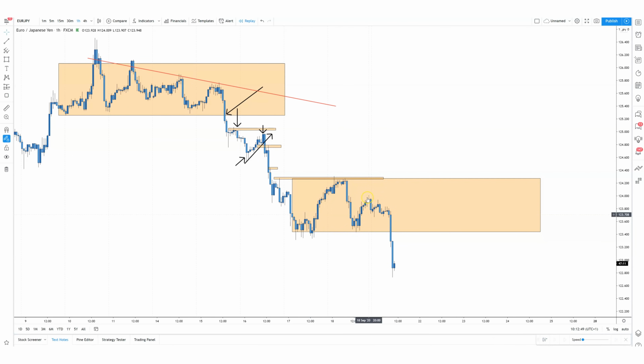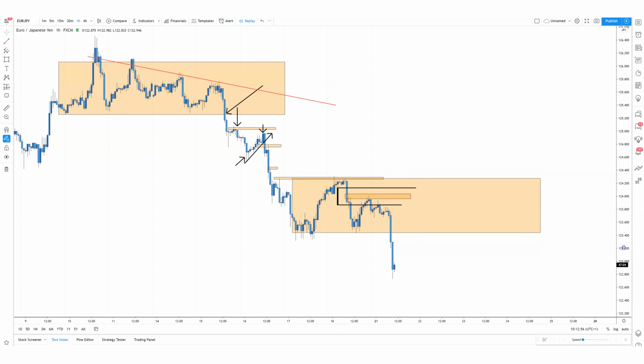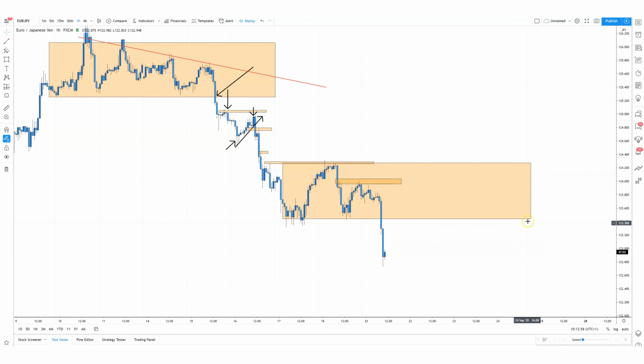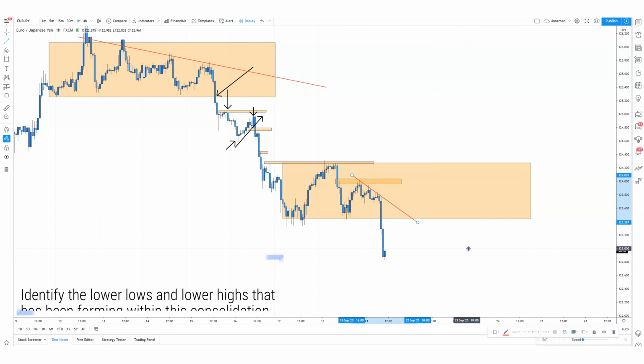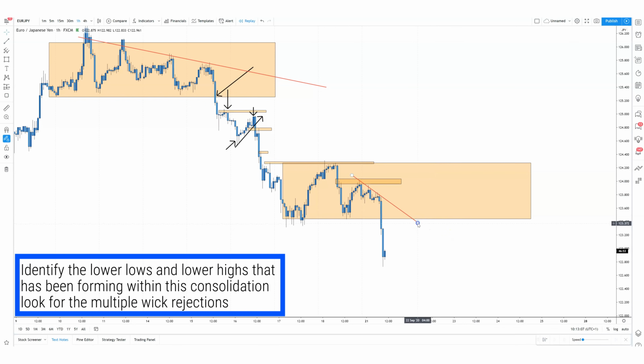and as you can see, we make a lower high. Now for the session, you can see we made a lower high within this consolidation here, and then look what we have, a momentum shift down. Okay, how you could observe this if you're looking to trade it is identify the lower lows and lower highs that are forming within this consolidation. Look for the multiple wick rejections, as you can see here, 1 2 3 4 5.